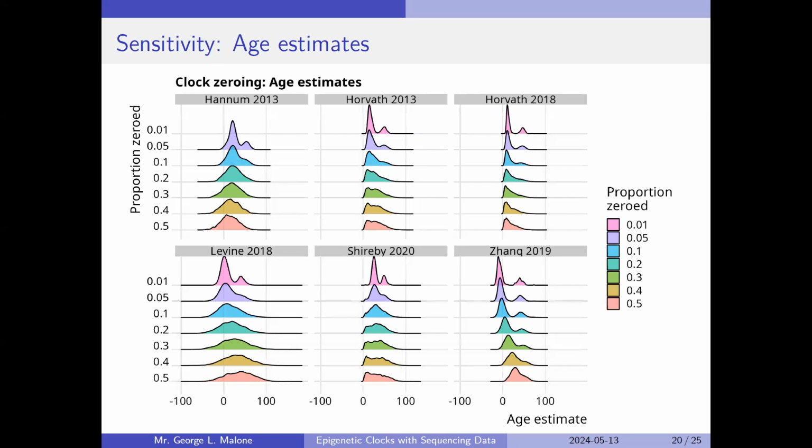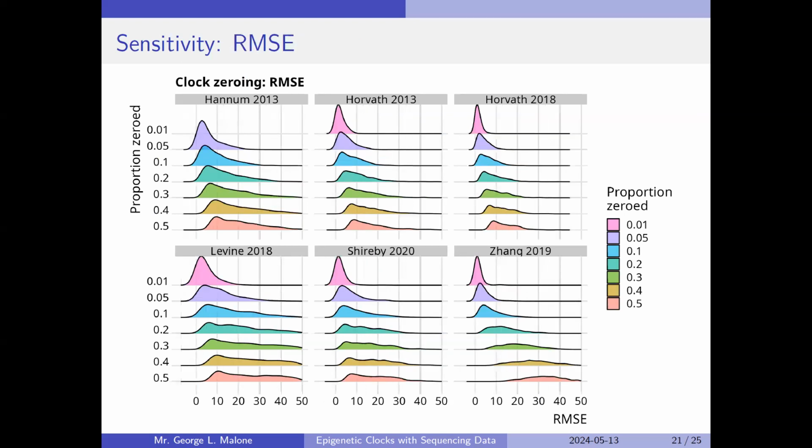Zhang, in particular, I'll highlight again, has a fixed normal shape. For the errors, median and variance increase universally, which is not unexpected. Most clocks keep a certain concentration towards lower errors, but Zhang degrades entirely. Levine as well shows an extremely high error. It goes all the way up to 100. Not so for the other clocks.